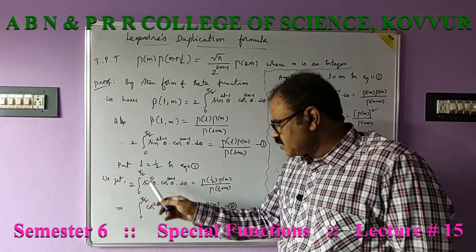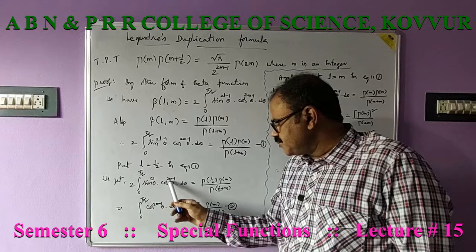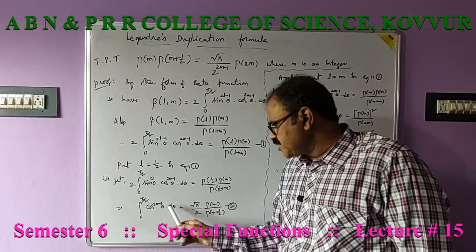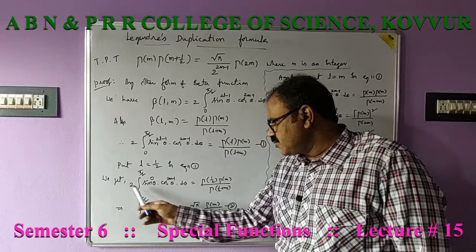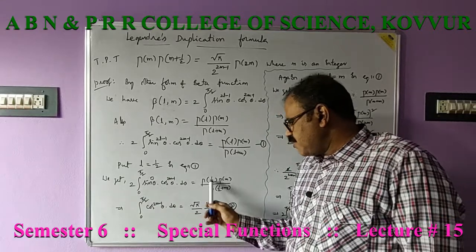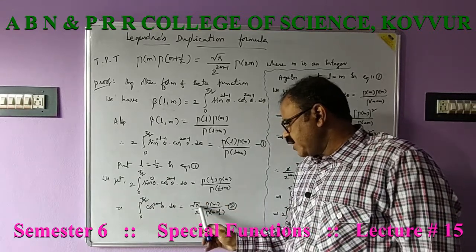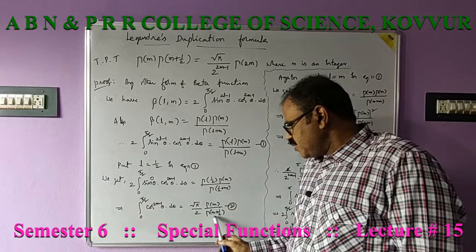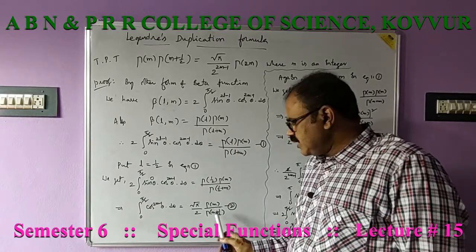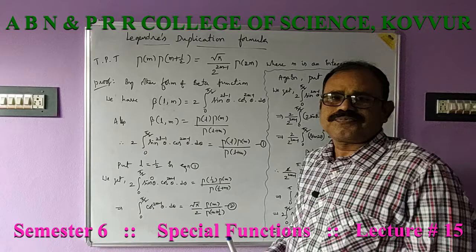This is 1, therefore integral 0 to pi by 2 cos to the power of 2m minus 1 theta d theta is equal to, the 2 is here, gamma 1 by 2, gamma half is equal to root pi, and gamma m by gamma m plus 1 by 2. Let it be equation 2.